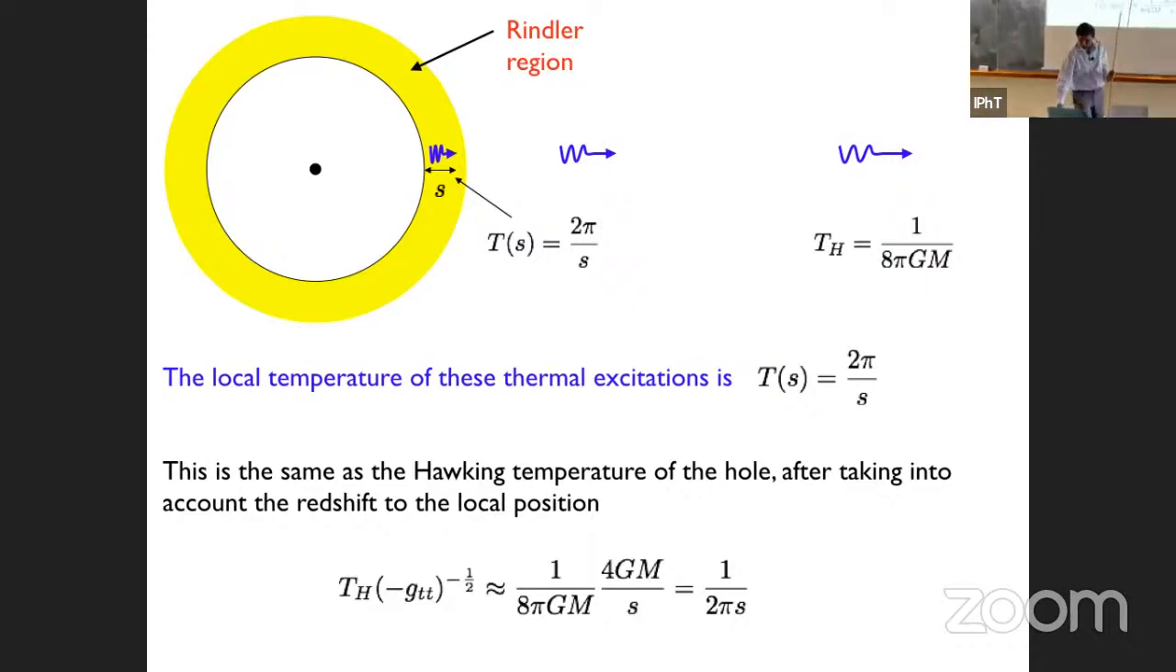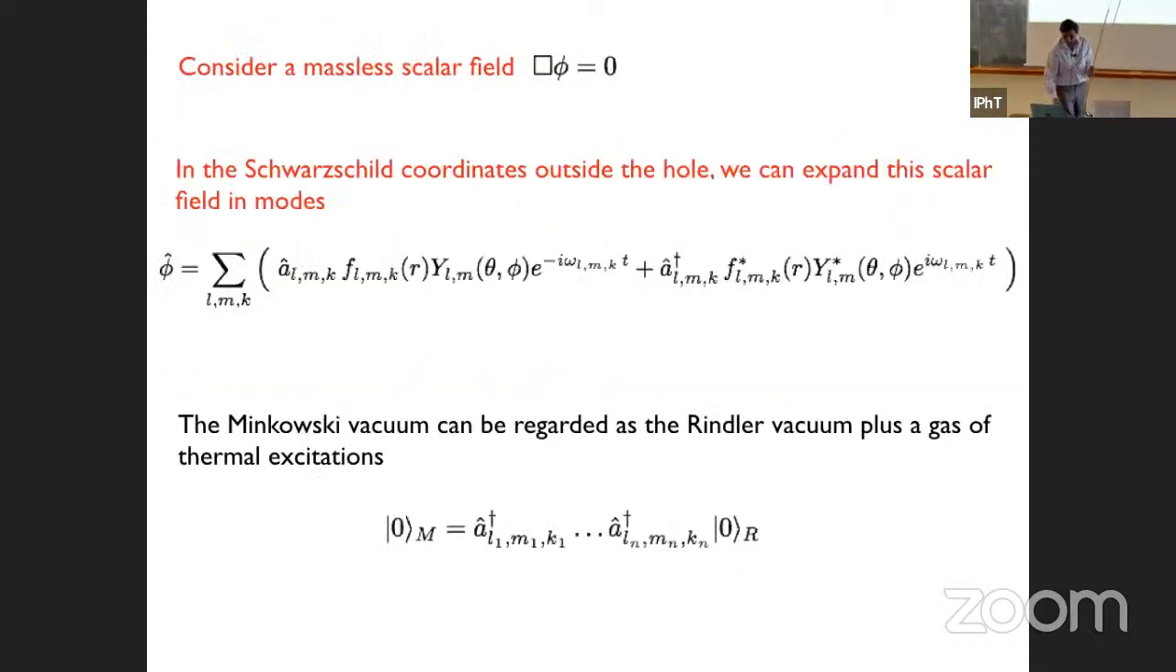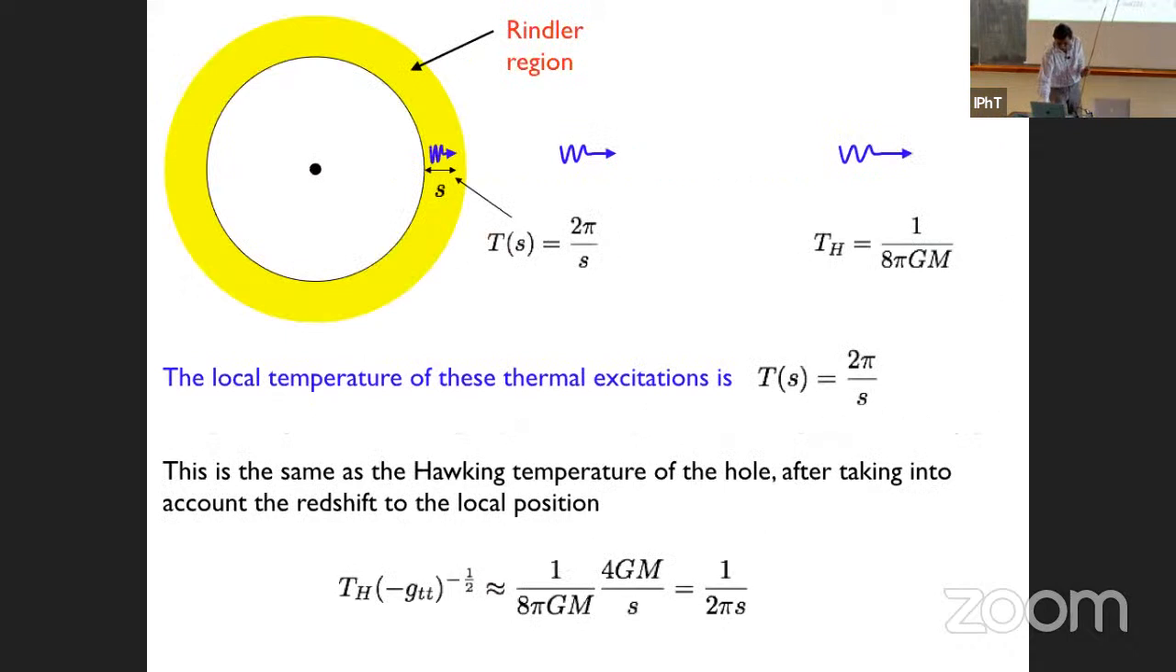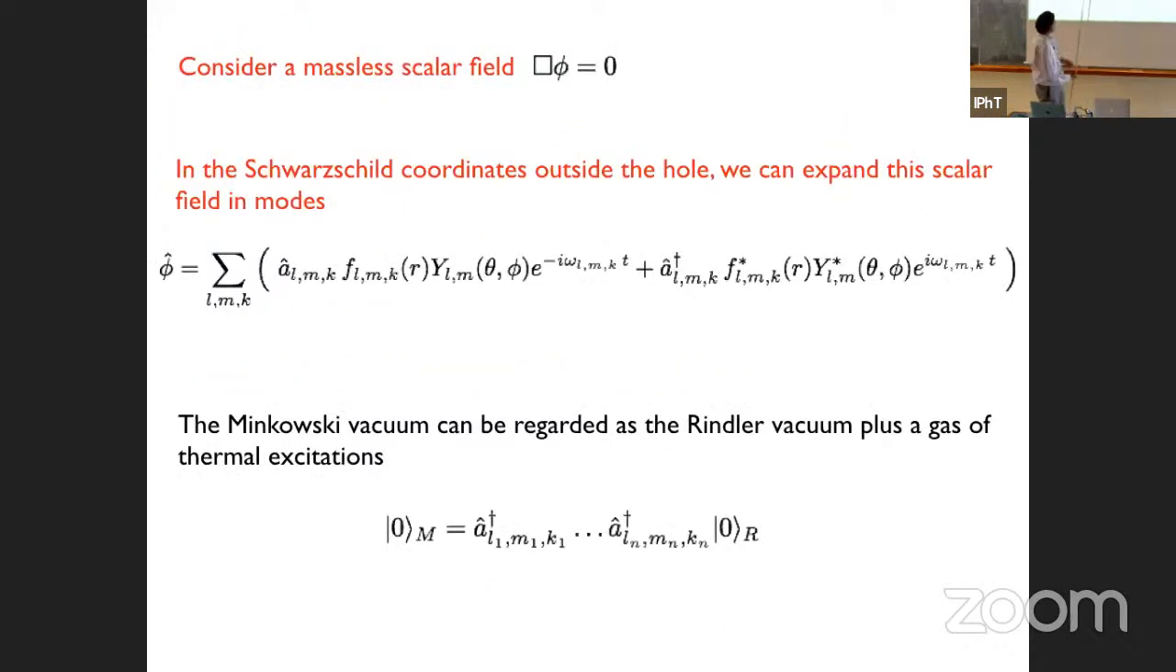So let's try to rederive Hawking's answer now that we know that answer is there. Let's do it all for a massless scalar field, box phi equals zero. And so the way you would do it, you would expand in Schwarzschild coordinates. You can make some angular piece Y_lm. You can put the frequencies e to the minus i omega t, and you need to solve for some radial functions. And then this is the wave function, the positive frequency wave function.